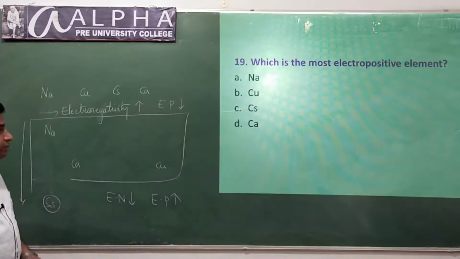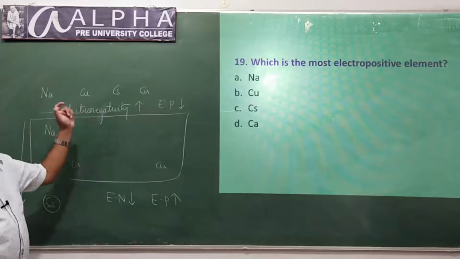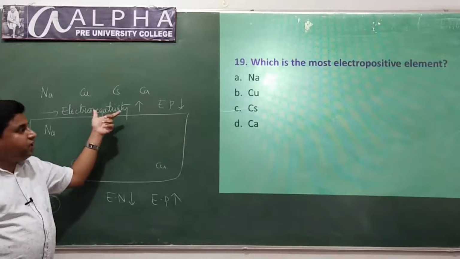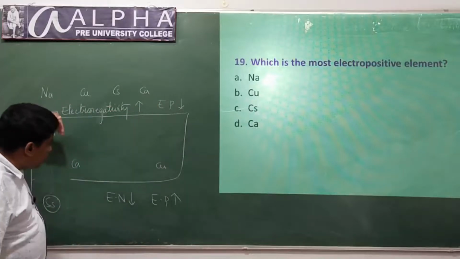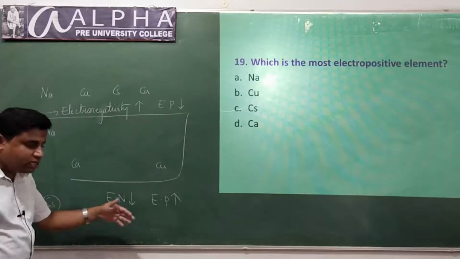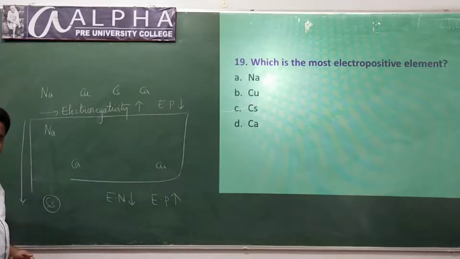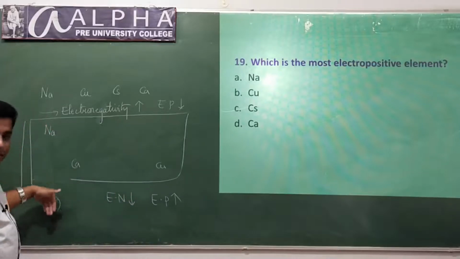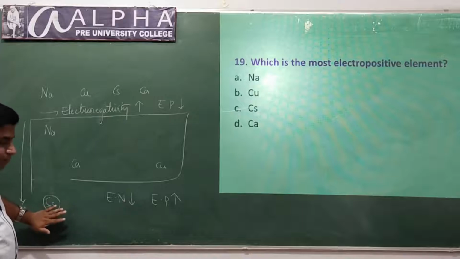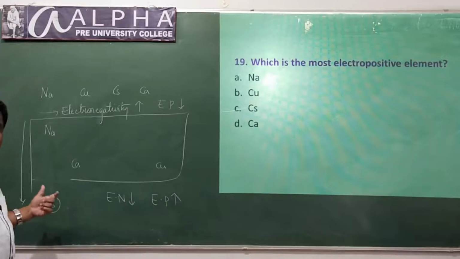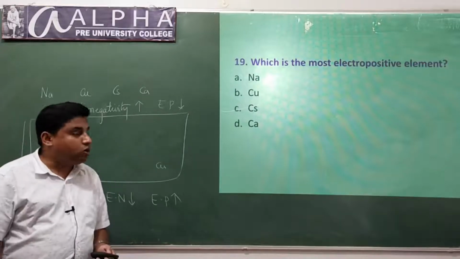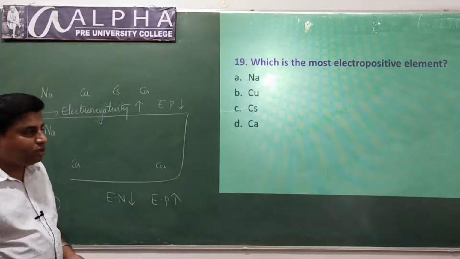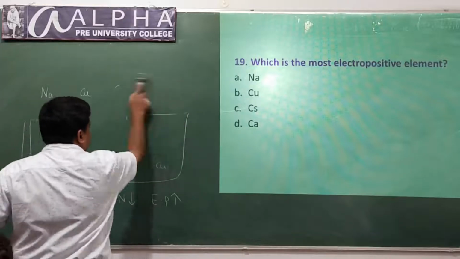You have to go in this way. Along the period, electronegativity increases, so electropositivity will decrease. Down the group, electronegativity decreases, but electropositivity will increase. So which element is at the bottom of the periodic table? It is cesium. So cesium has least electronegativity but maximum electropositivity. Hence the correct answer is option C, cesium. That's great.